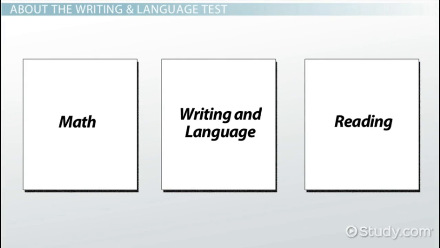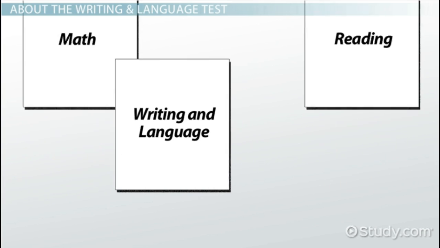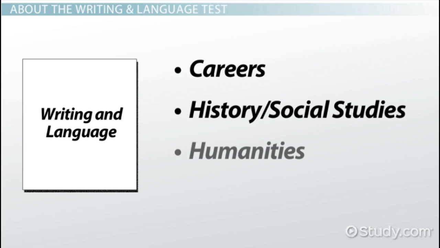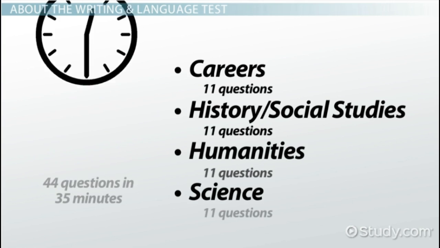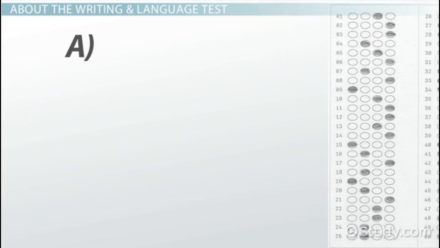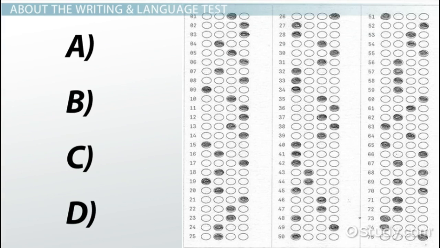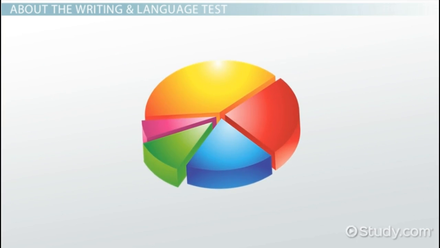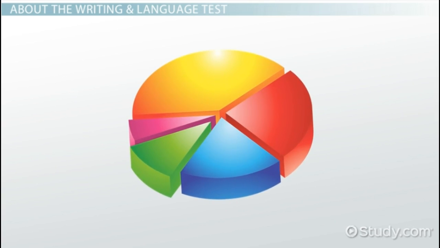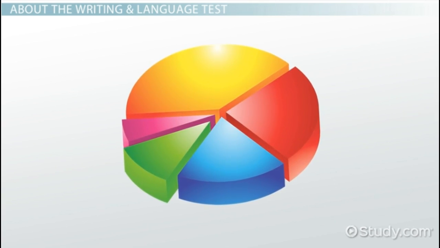On the new SAT, the Writing and Language Test is one part of the evidence-based reading and writing section. On this part of the test, you'll get 4 passages, one from each of the following fields: careers, history or social studies, humanities, science. Each passage will have 11 questions for a total of 44 questions in 35 minutes. That's less than 1 minute per question. All questions will be multiple choice with 4 answer choices. At least one of the passages will also have some kind of graphic, a chart, diagram, or some other visual form representing the information in the passage.